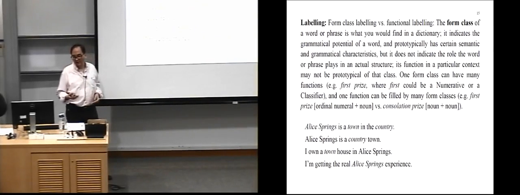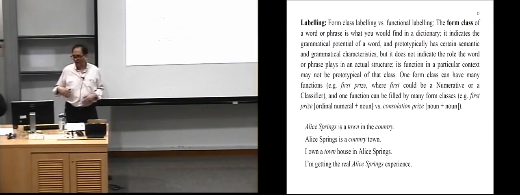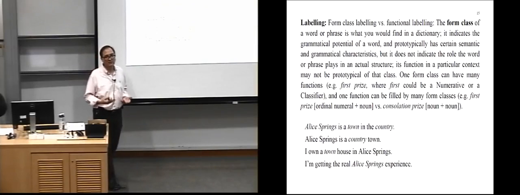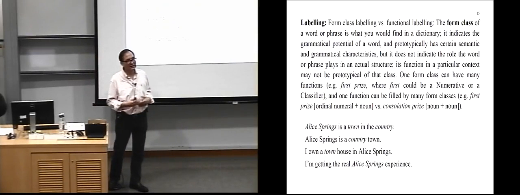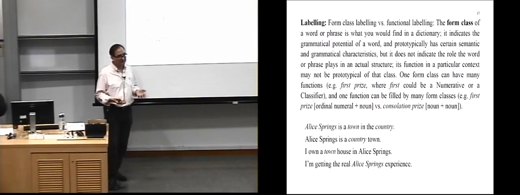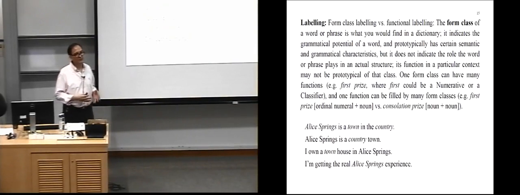Or I own a townhouse in Alice Springs. If you say I own a townhouse, then town is not referring to a place there. It's talking about a kind of house. Or if you say, I'm getting the real Alice Springs experience, then Alice Springs there is no longer a place. It has a modificational sense there. In other words, it's functioning to tell you what type of experience it is. We can use the same words in many different ways.